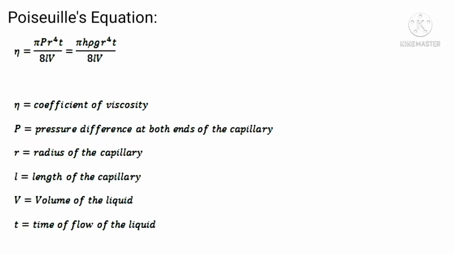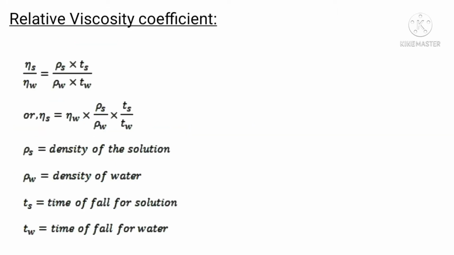We can directly use Poiseuille equation to calculate the coefficient of viscosity. In this equation, r is the radius of the capillary tube. The measurement of radius is very difficult. A small error in the measurement of radius leads to a large error in the measurement of coefficient of viscosity. So we do not want to use the Poiseuille equation directly. Instead, we calculate the relative viscosity coefficient of the liquids with respect to water. And we use this equation instead of Poiseuille equation. Rho S and rho W are the densities of the solution and water respectively, and Ts and Tw are the time of fall of the liquid and water respectively.